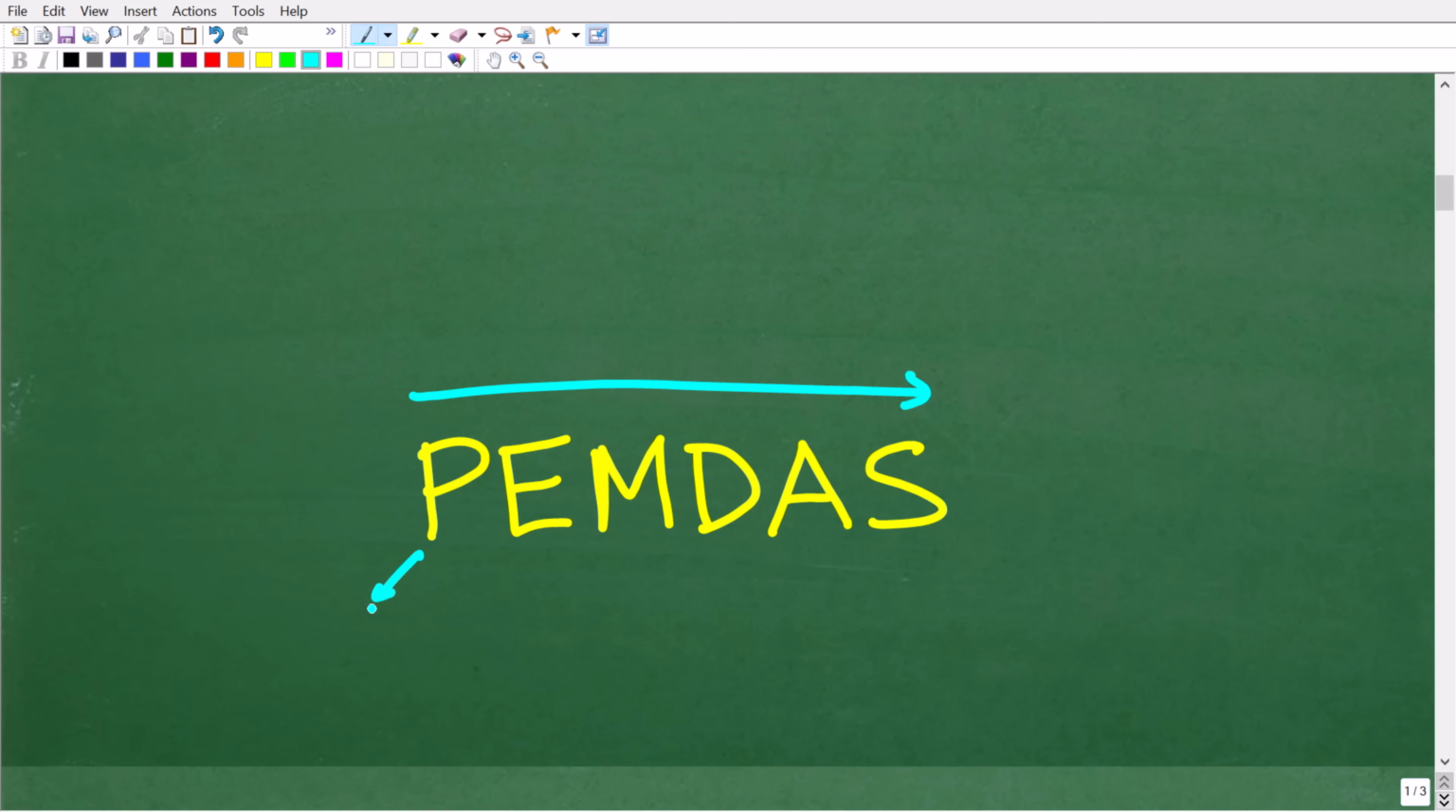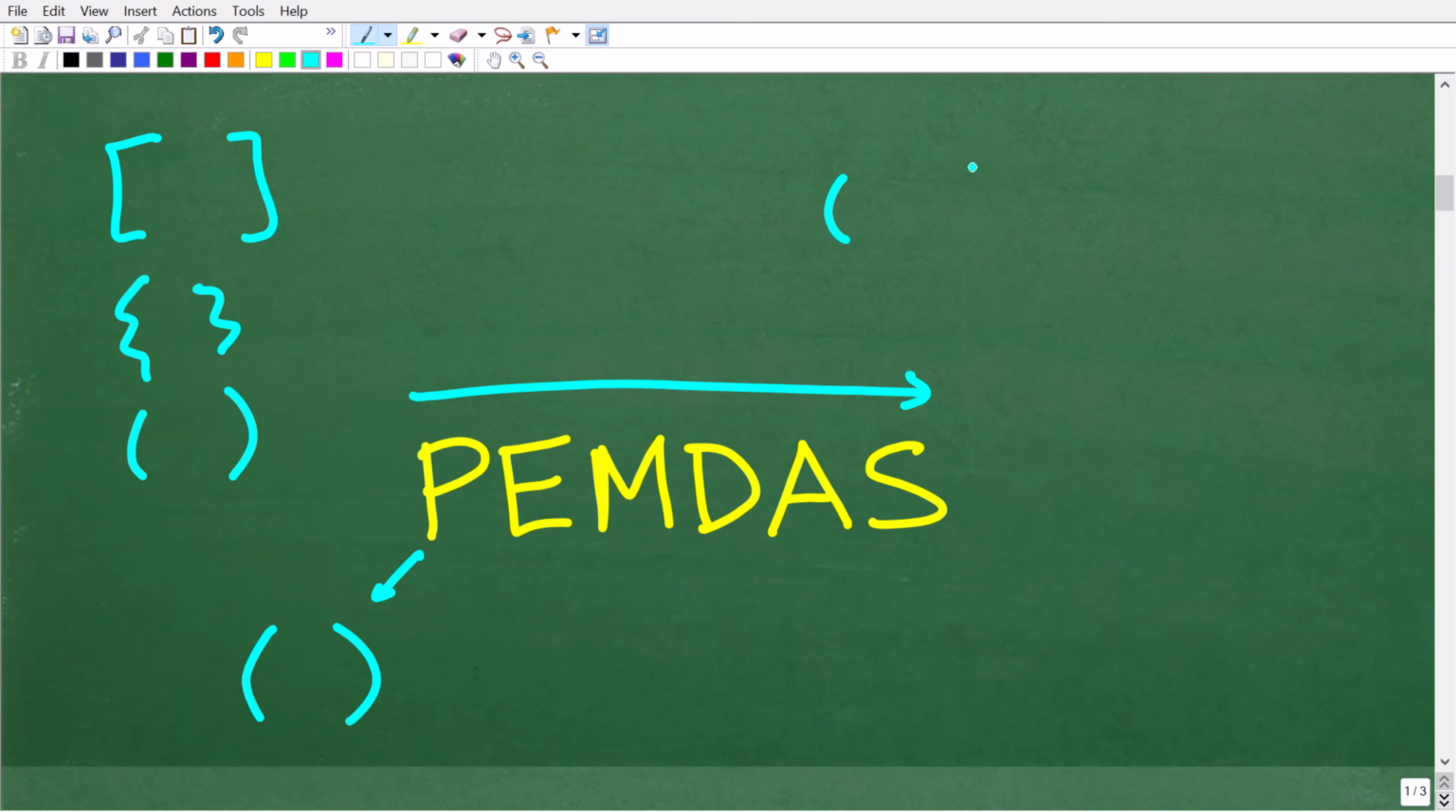The P stands for parentheses, but really it stands for grouping symbols. Anytime you have brackets or these squiggly brackets or these type of parentheses, these are symbols that we use to group numbers. If you have a math problem with, let's say, a set of parentheses inside of a set of brackets, you're going to start with the innermost parentheses, and then work your way out. That is what the P stands for. Not every math problem is going to have parentheses, but if it does, that's where you're going to start.